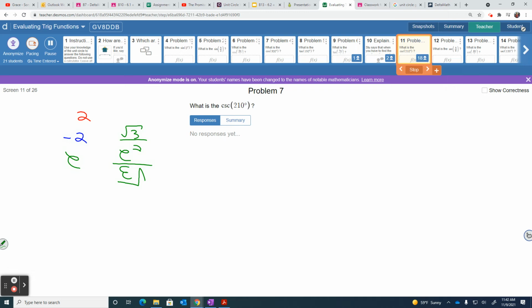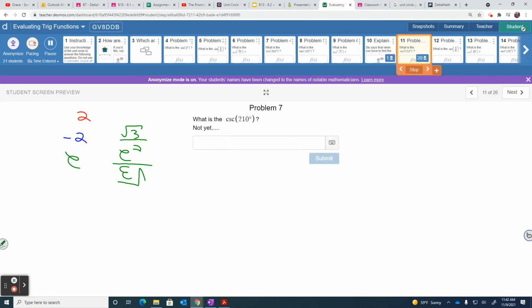All right, let's try the next one. The cosecant of 210. First thing you want to think is cosecant, that is 1 over what? Yeah. All right, 1 over y. Find that first, and then you go to 210, find the y coordinate, and then you do 1 over that y coordinate. And then you might have to simplify it.